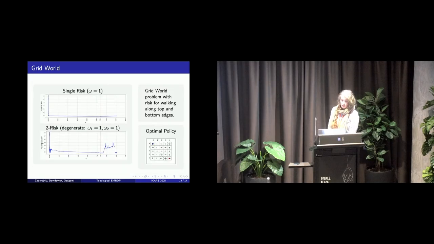This new algorithm can be demonstrated on the grid world problem. However, we need to introduce a notion of risk. We added risk for walking along the bottom and top boundaries and walking into the left and right edges. In the single risk case, we get a very nice convex Pareto frontier.